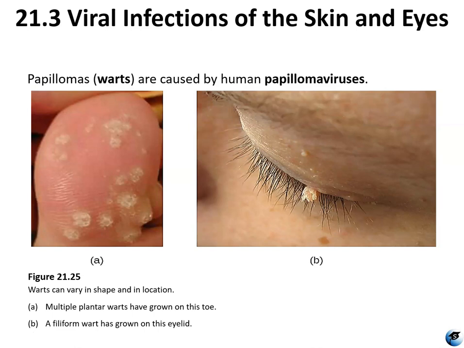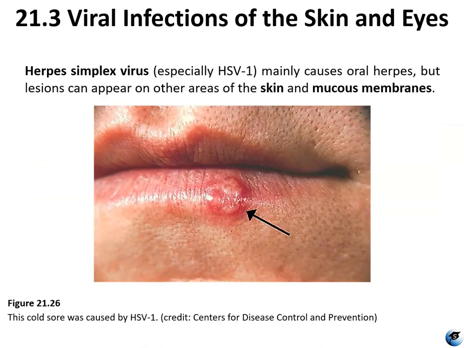So you have viral infections of the skin and eyes. This is the papillomavirus that causes your plantar warts here. This is plantar warts on the toe, and then this is a filiform wart that has started growing on an eyelid here. Those are caused by papillomaviruses. Your herpes simplex virus, especially the herpes simplex virus 1, it can appear as lesions on the skin and mucous membranes. This here is showing your typical cold sore.